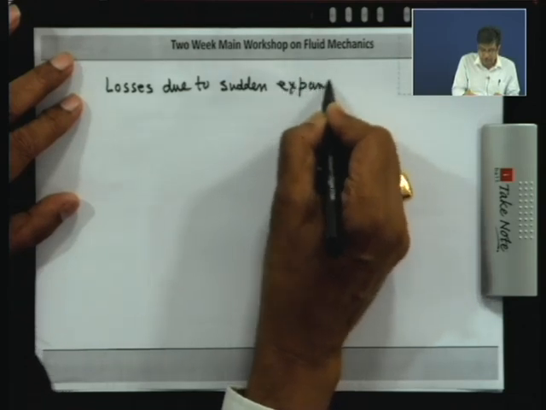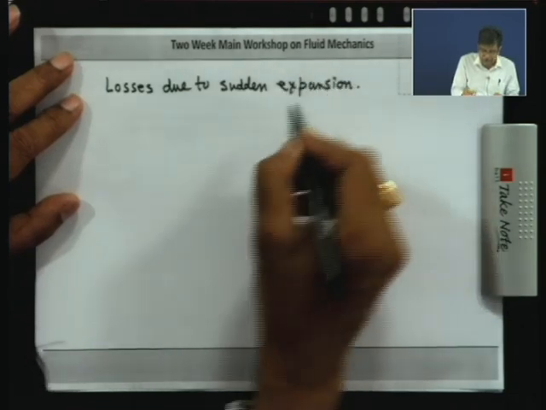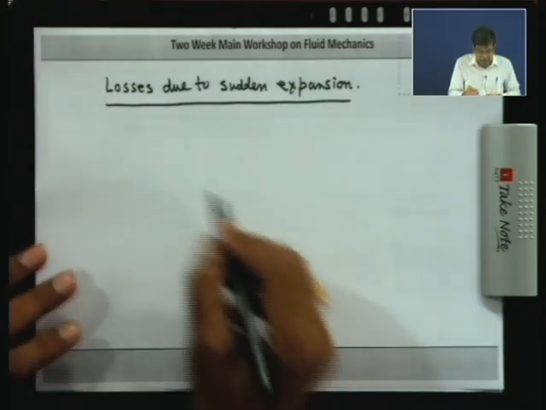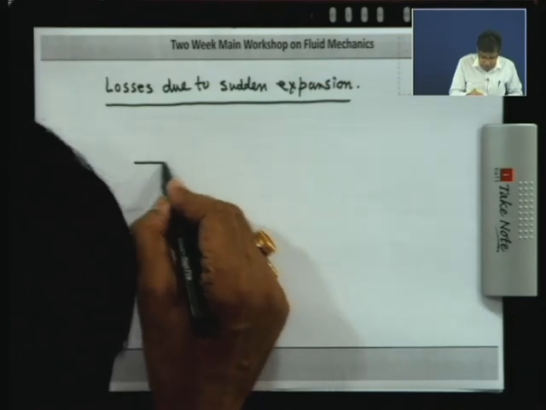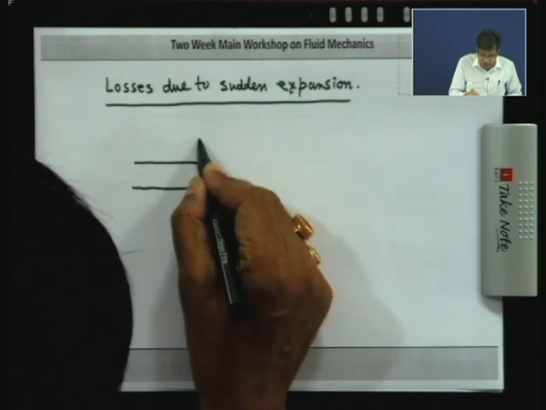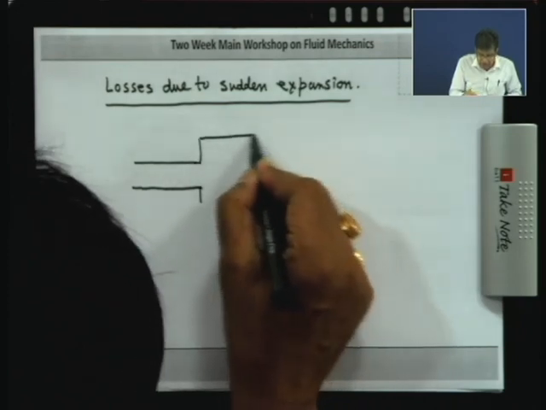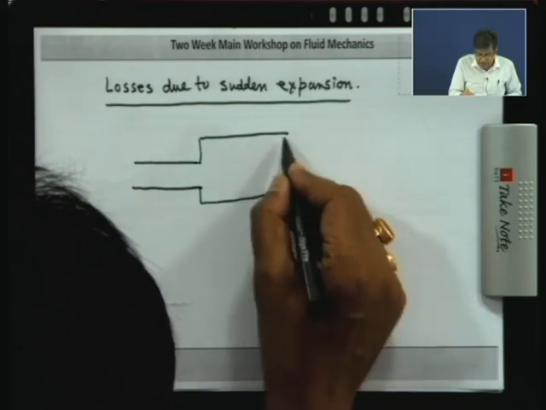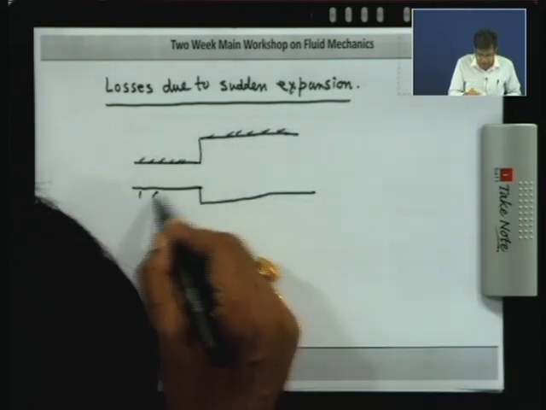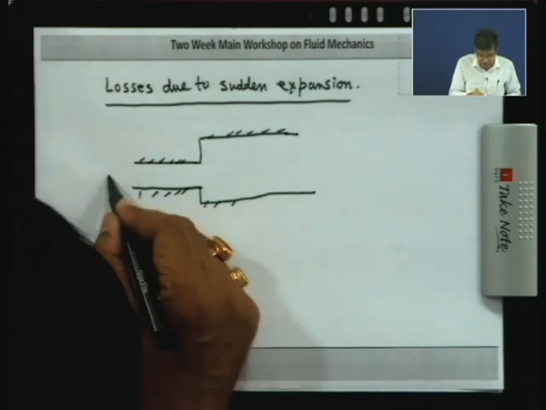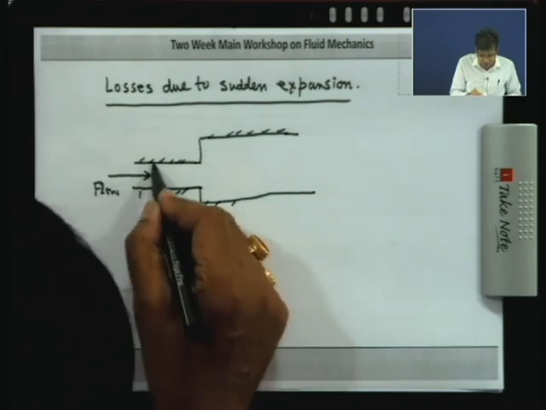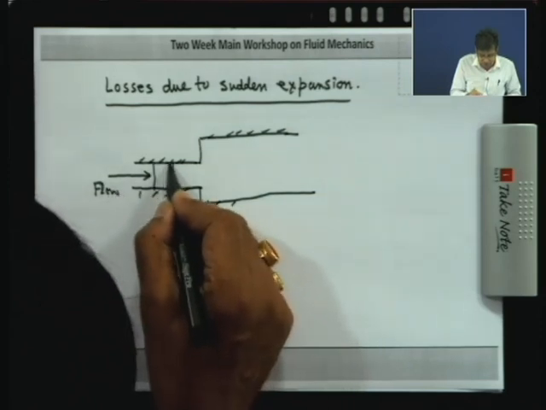What is meant by expansion or sudden enlargement in the area? Sudden expansion takes place when the fluid flowing through a pipe meets a sudden enlargement. In many practical applications, an enlargement in the area takes place. What happens physically with a sudden enlargement in the cross sectional area? Let us see. The flow takes place here. Now, flow comes with some uniform velocity, for example.